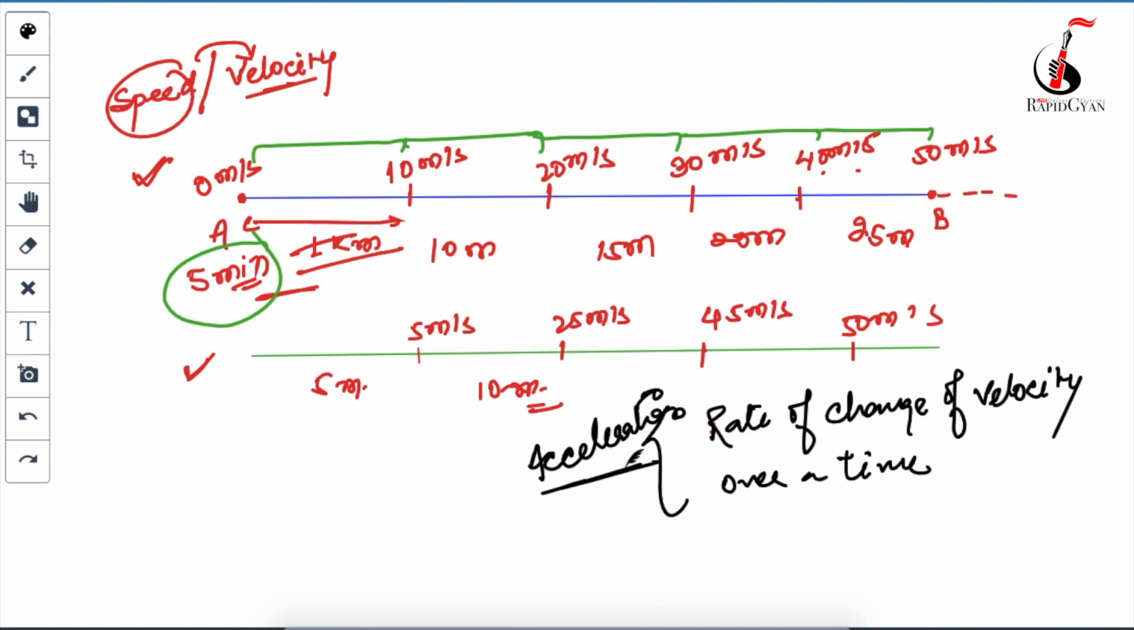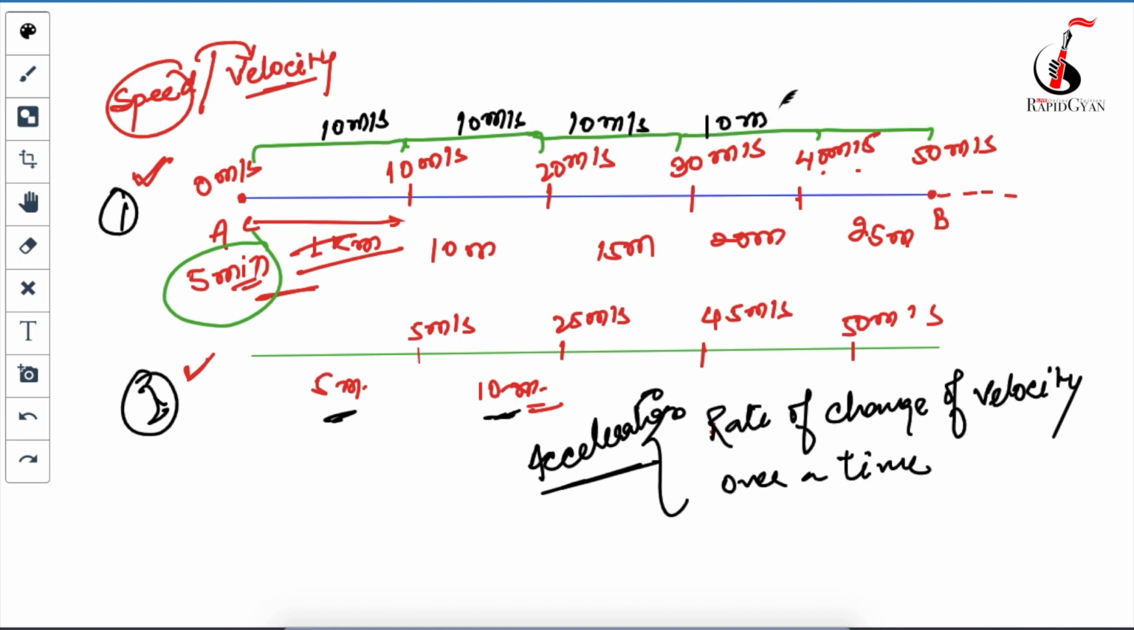In both the cases, your velocity is changing over time. After 5 minutes it's 5 meter per second, then after 10 minutes it's 25, then 45. So what is the difference between case 1 and case 2? Can anyone tell me? The difference is that in case 1 it's changing uniformly, meaning after every 5 minutes there is a change of 10 meter per second, correct?